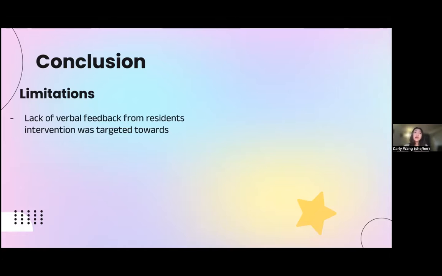But there is a lack of verbal feedback about these videos from the residents that this intervention was targeted towards. We did a lot of our data collecting based on observing behaviors, but sometimes, of course, with our target audience, it is hard to get that feedback. So we did rely a lot on the staff and on the family, which is very important and also equally valuable in data. But we were just lacking this verbal feedback from the residents.